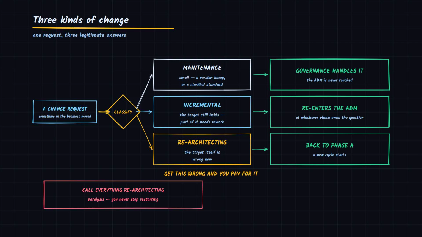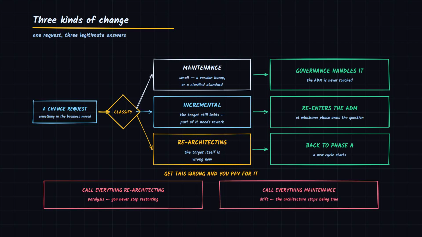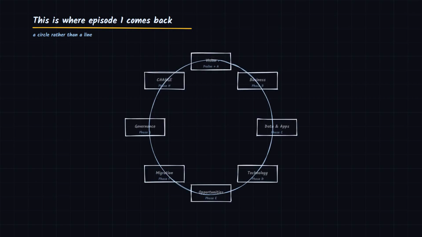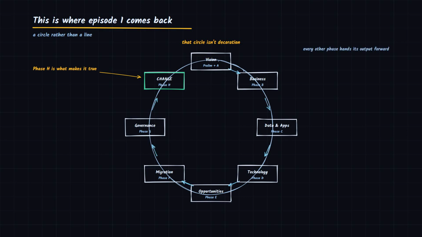Call everything re-architecting, and you never stop restarting. Call everything maintenance, and the architecture drifts. This is where episode 1 comes back. We said the ADM is a circle rather than a line, and that isn't decoration. Phase H is what makes it true. Every other phase hands its output forward. Phase H hands its backward into a new preliminary and Phase A.